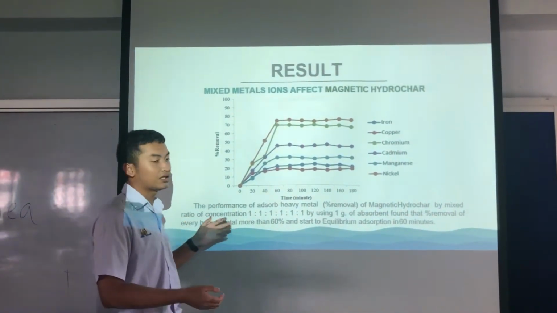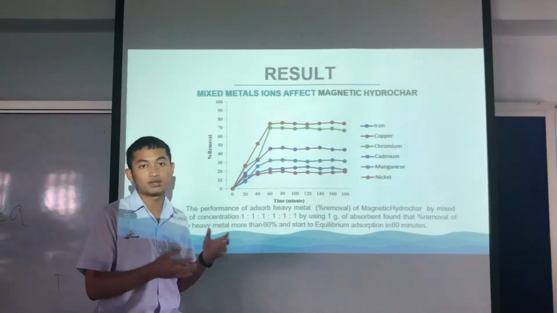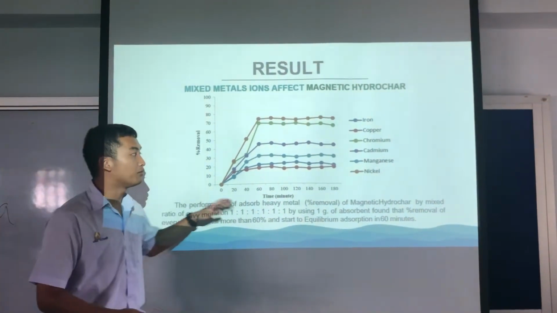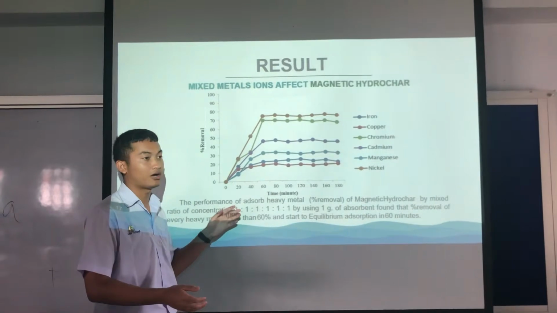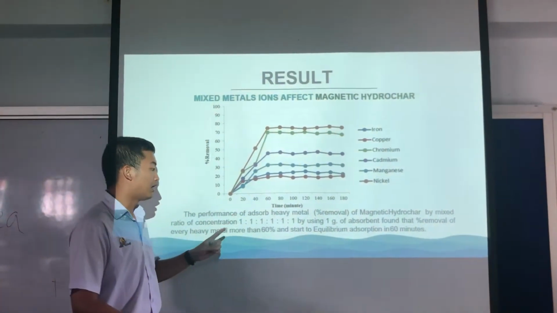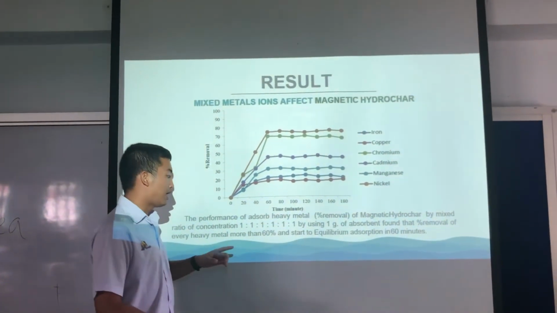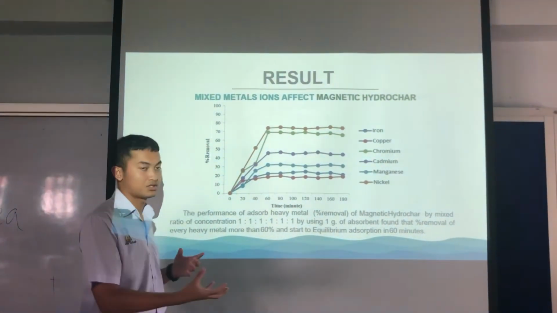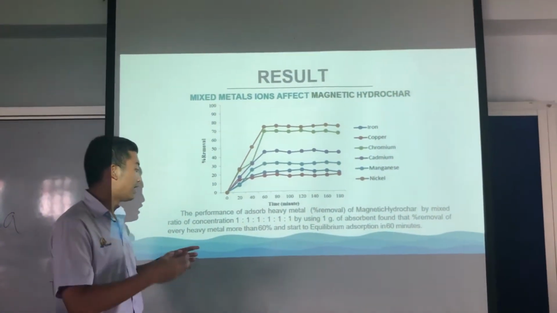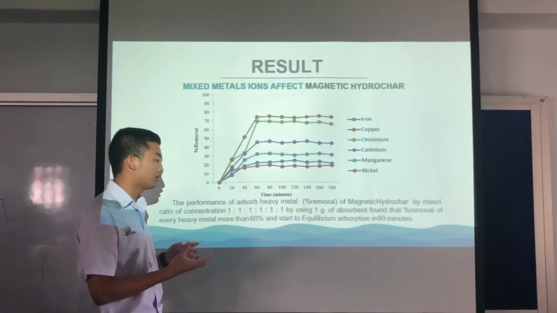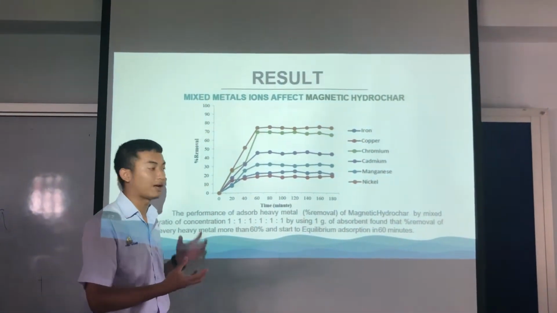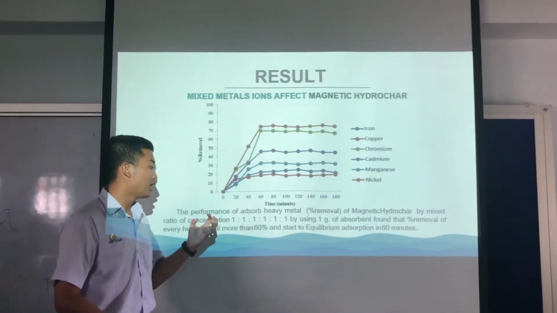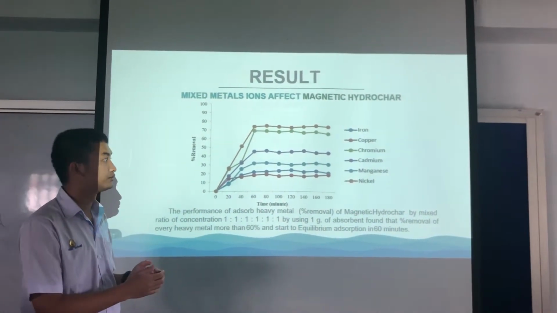After that, we checked how mixed heavy metal ions affect the magnetic hydrochar. We mixed all of the heavy metal ions in one solution in a 1:1 ratio, and we used 1 gram of hydrochar to check the percent removal. We found that for every heavy metal ion, our magnetic hydrochar can adsorb more than 60%.